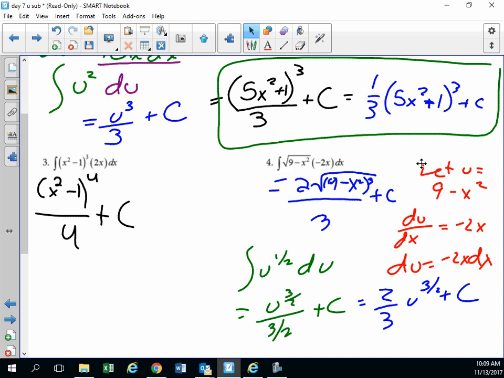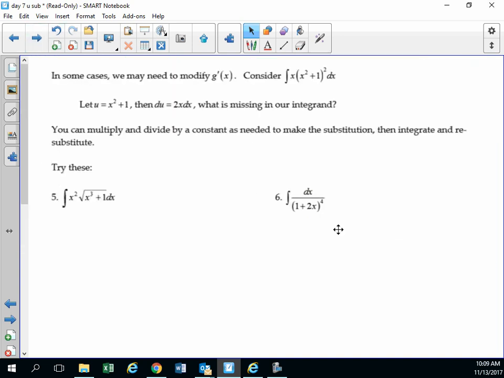Alright, but these were all nice because, I told you, you noticed that when you went to find du, they were sitting right there, right? They're all sitting there. What happens if they're not all sitting there? That's what this is.